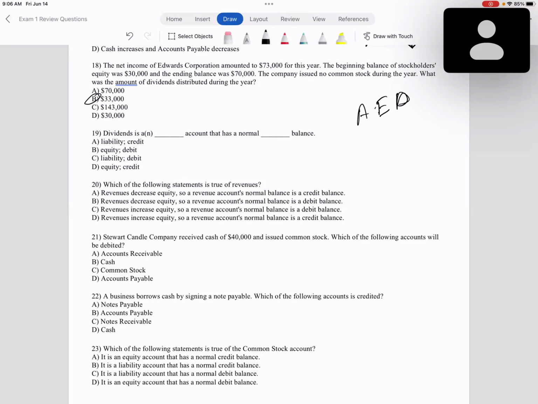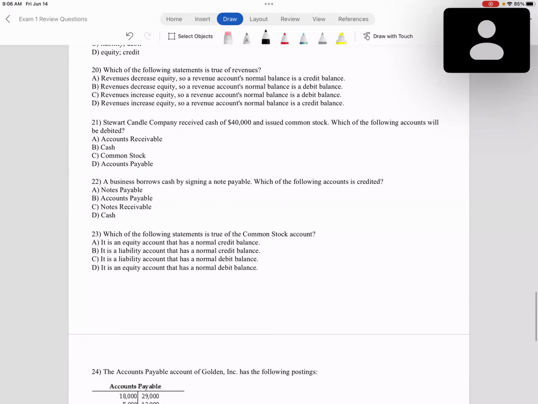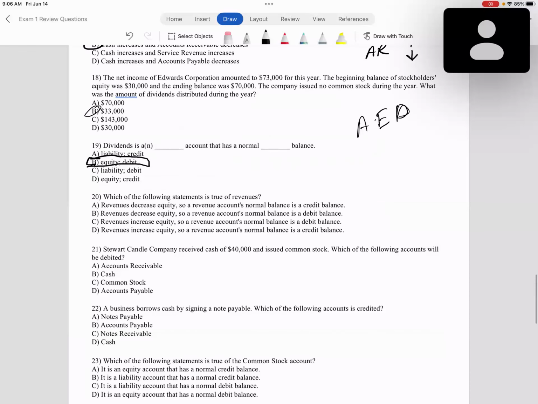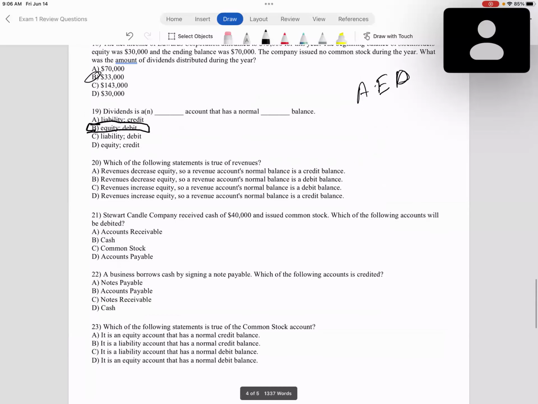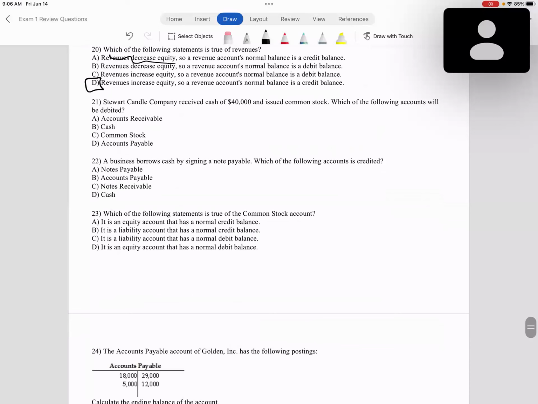It's a liability, equity, revenues. Okay, so revenues increase equity, right? So we know that revenues increase equity, and it has a normal credit balance. So here it is right here. It's one of the two ways to increase. Correct answer is D.